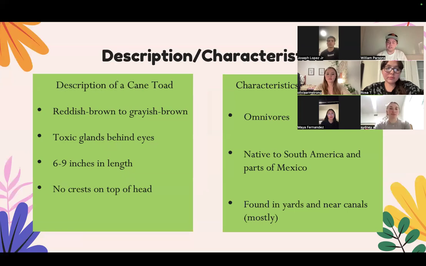And some characteristics of a cane toad is that they are omnivores, and so they eat plants and bugs and small birds and reptiles and even other toads. And they are mostly found in front yards, backyards, or near canals.